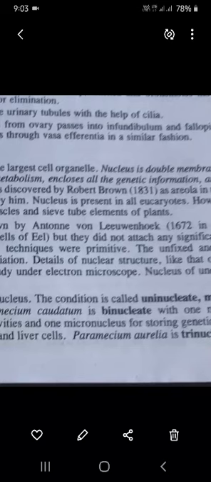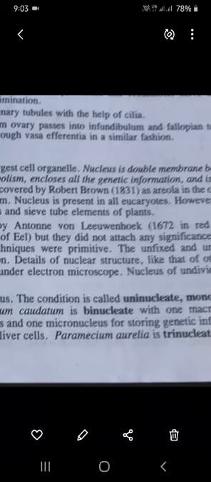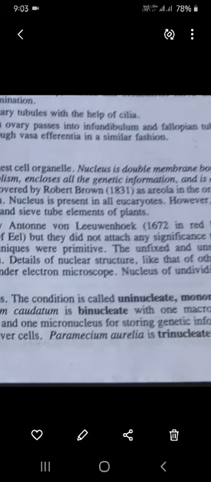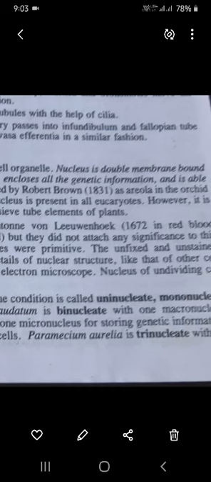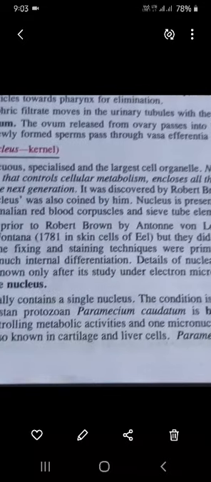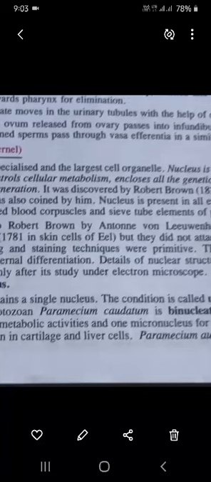Nucleus was seen prior to Robert Brown by Anthony van Leeuwenhoek in 1672. यानी इससे पहले भी इसको देखा गया था, रॉबर्ट ब्राउन से पहले, 1831 से पहले, 1672 में, in the red blood corpuscle cells of fish, and by Fontana in 1781 in skin cells of eel. But they did not attach any significance to this observation at that time. Fixing and staining techniques were primitive. The unfixed and unstained nucleus does not show much internal differentiation.